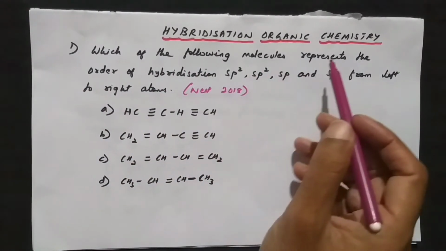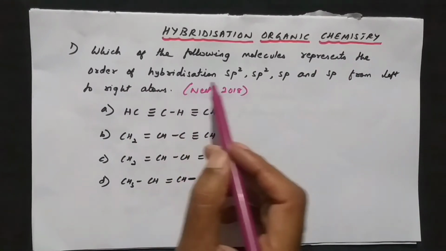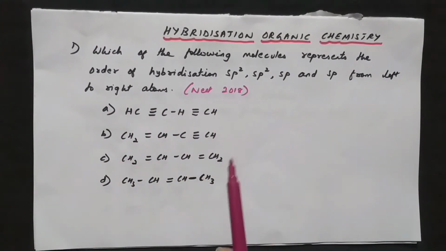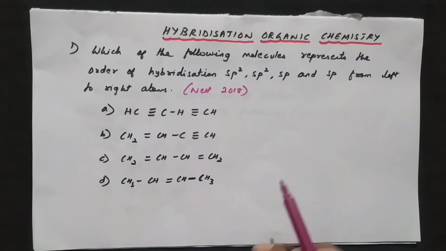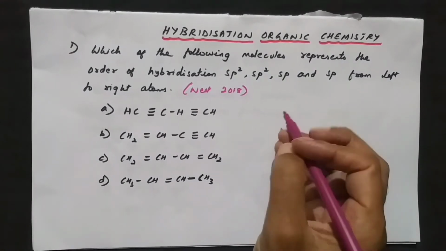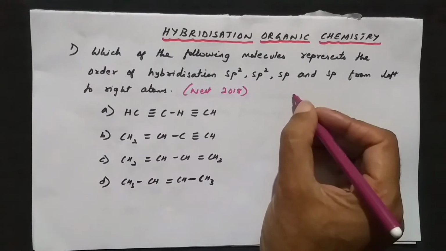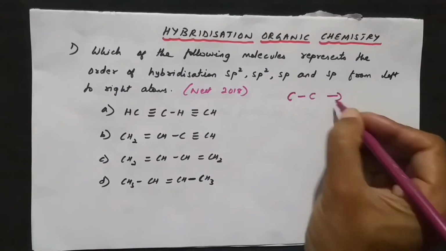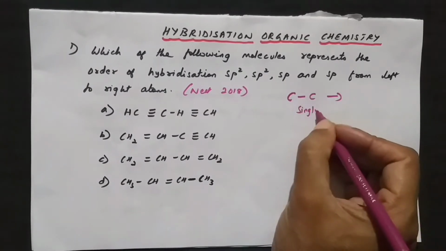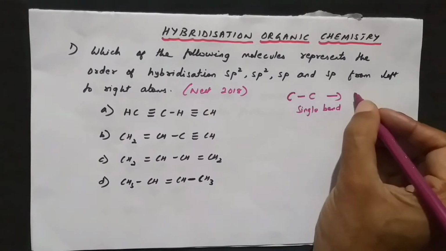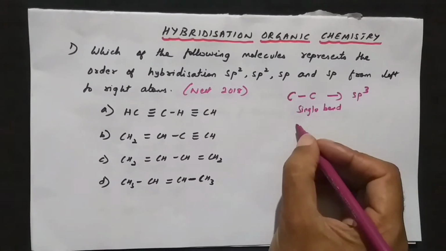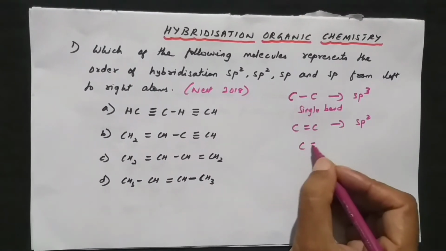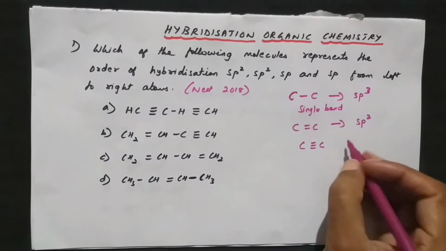Which of the following molecules represent the order of hybridization sp square, sp and sp from left to right atoms? Before answering this question, I'll give you a few basic things and shortcuts. Always, when we speak about carbon, a carbon-carbon single bond will generally give sp3. A carbon-carbon double bond will give you sp square, and a carbon-carbon triple bond will give you sp.